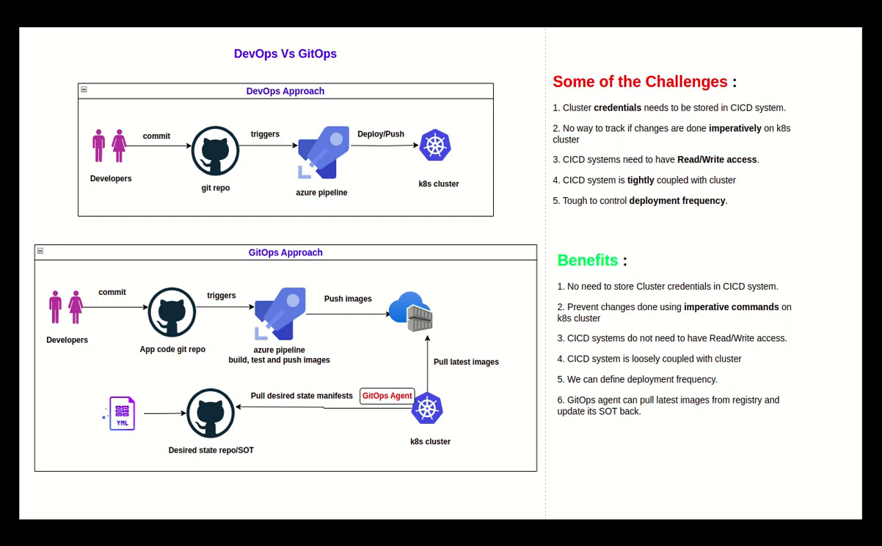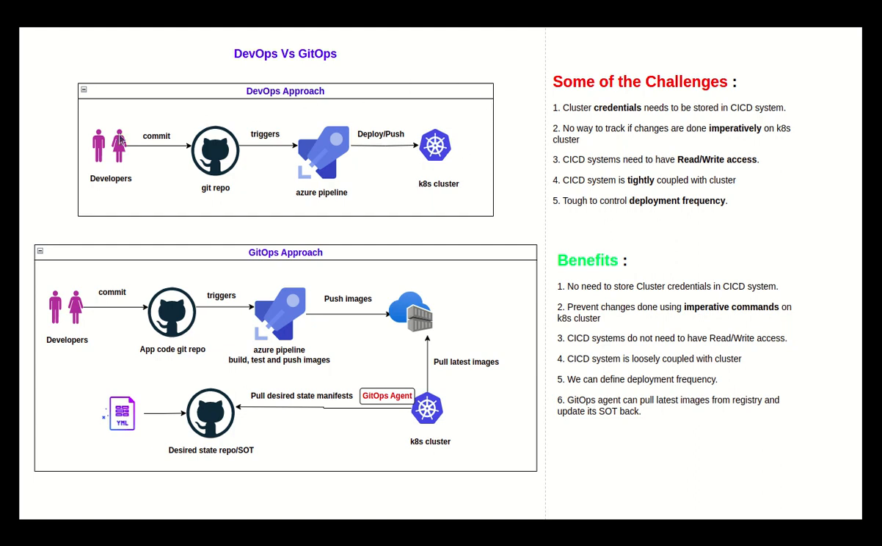In this video, we'll discuss the differences between DevOps and GitOps approach. In DevOps approach, whenever a developer commits code changes to the Git repository, a CI/CD pipeline will be triggered. This pipeline will be responsible for building the code, testing the code, and pushing the Docker images to the container registry, pulling those images, and finally deploying those changes to the Kubernetes environment.